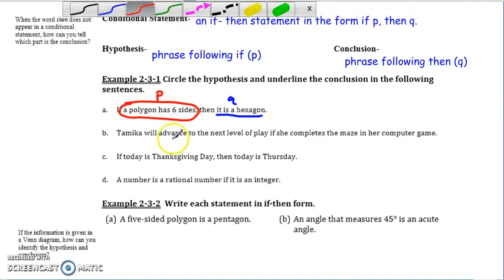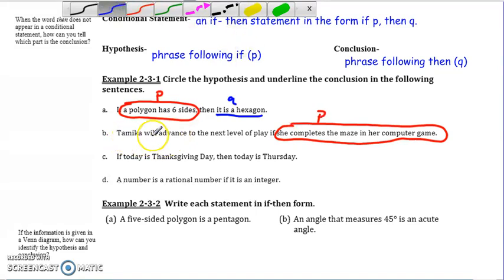Now on this next one, Tamika will advance to the next level of play if she completes the maze in her computer game. Now there's the if, so our hypothesis is actually right here. So it doesn't always come first. So we've got to kind of keep our eye out. And then she will advance to the next level of play is the conclusion, our Q on that one.